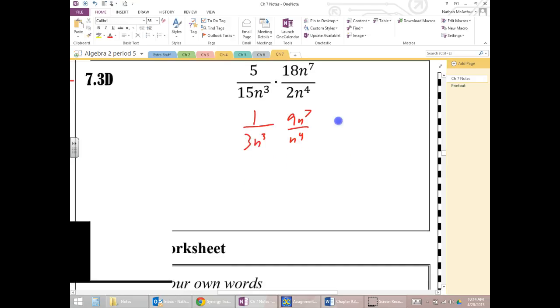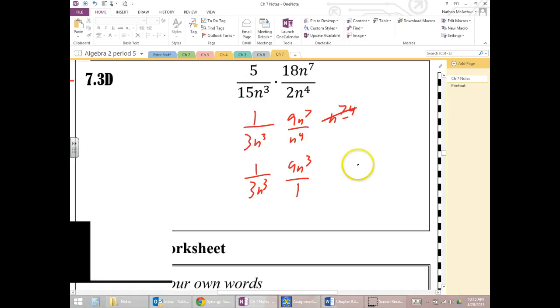If you wanted to, we could reduce even further, right? Because this n to the 4th and n to the 7th would end up being 3n cubed for this one. But these n to the 7th minus 4, right? N to the 7 minus 4 is 3. Do you understand that concept? We're good? So it gets 9n to the 3rd over 1. You okay with that? Did I lose you? Be honest.